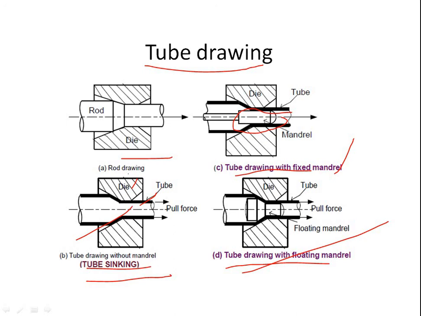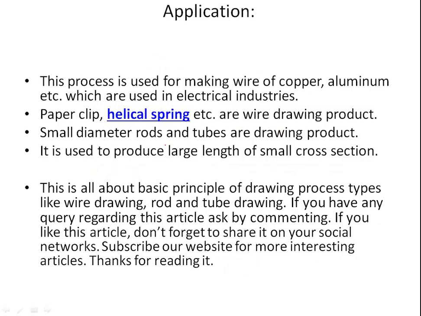Next we'll be discussing the last one, that is drawing with the moving mandrel. In this method, a long mandrel is used to draw the tube. The length of the mandrel is longer than the tube to be drawn. Generally, the mandrel is made of heat treated alloy steel having good wear resistance. These are the things.